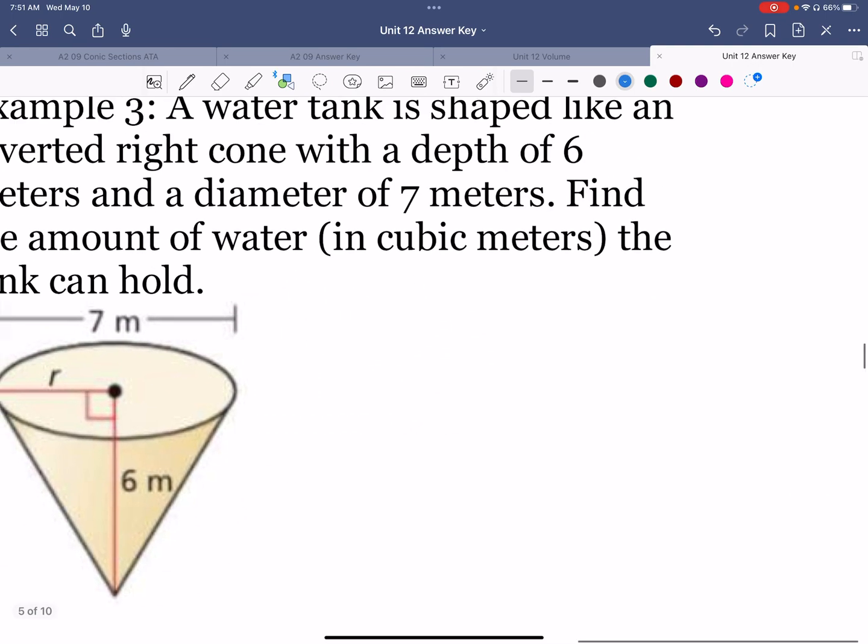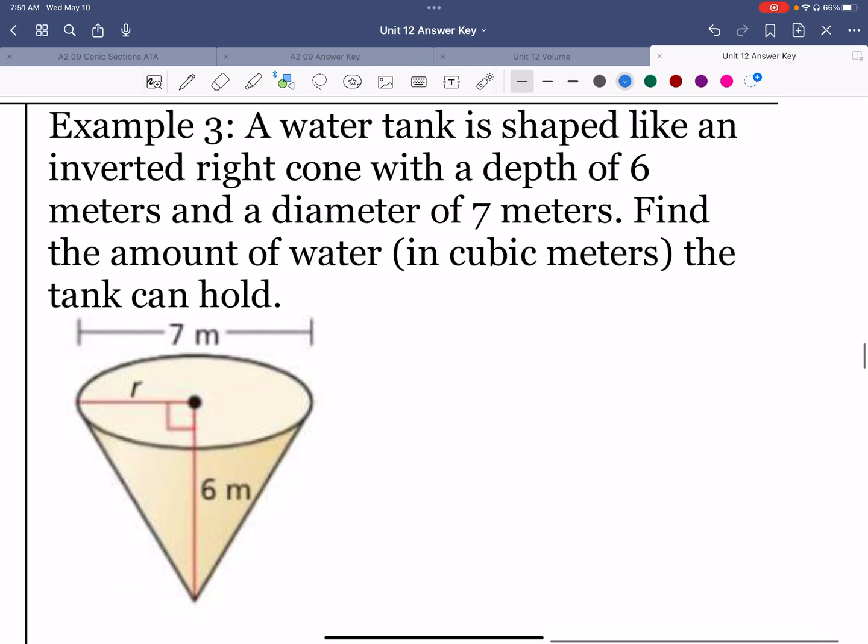Okay, my last example today is this lovely word problem. A water tank is shaped like an inverted right cone for some weird reason, with a depth of 6 meters and a diameter of 7 meters. Find the amount of water in cubic meters that the tank can hold. So the first thing I notice is I have a diameter of 7, so that means I have to divide that by 2 to get a radius of 3.5. Then I have a height of 6. So now I have everything.